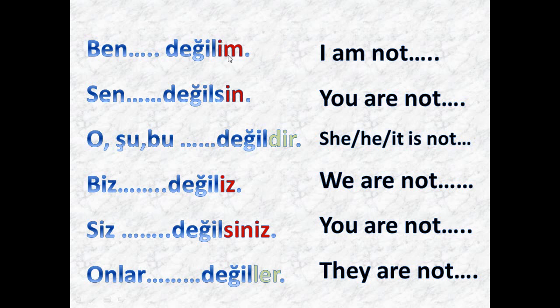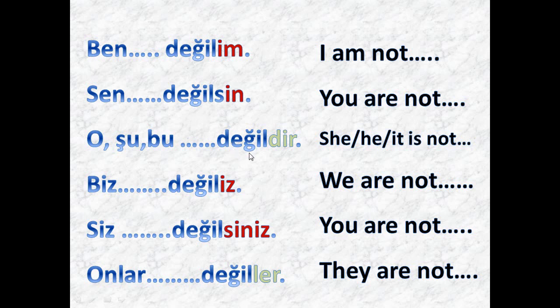And we have the suffix of im because of ben. So whenever we have ben, we have the suffix of im. Sen değilsin. I should have put S in red as well. Okay. Sen değilsin means you are not.